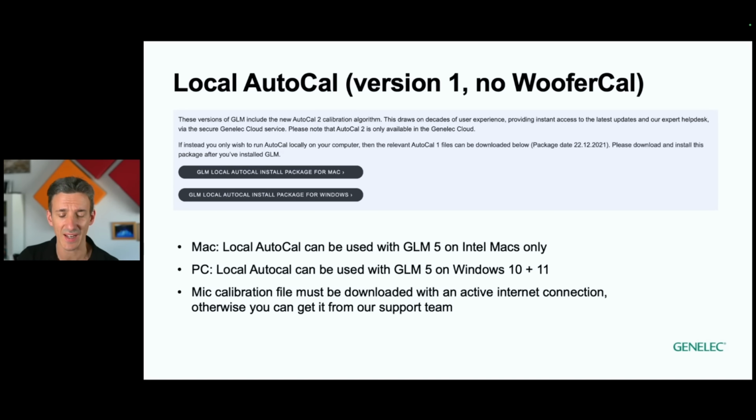If you have a Silicon Mac and want to do that, you can still do it with GLM 4.2.2 and this packaging. And you also have to be aware that you need the calibration file for your microphone. So ideally, you should just enter the serial and do a fake calibration before you go to your location, when you still have internet, and then it's downloaded. Otherwise, you can always contact us and we can send you your specific microphone calibration file, and then you only have to copy it into the folder we talked about. There's also a folder for mic calibration.